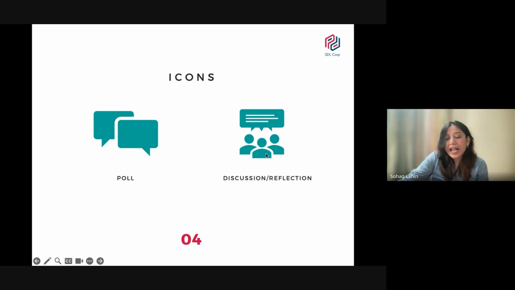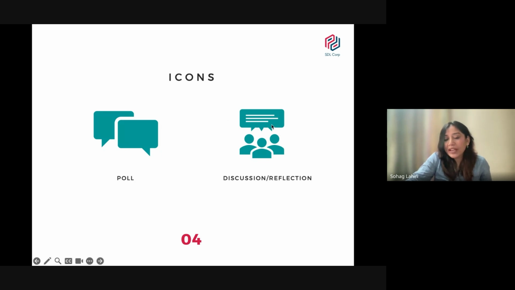And the second icon, which is important, is this discussion or reflection icon. On slides, you will see either of these. On one or two slides, I think you will not see anything, but in general, you will come across either the poll icon or the discussion icon on a slide, which means, by looking at the icon, you'll know what you're expected to participate in.